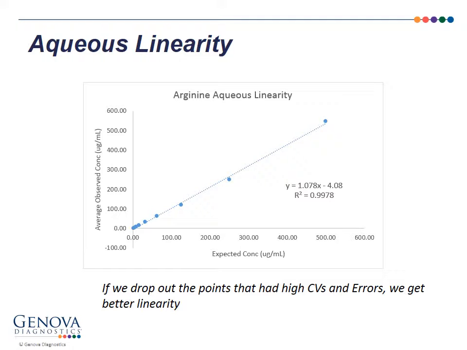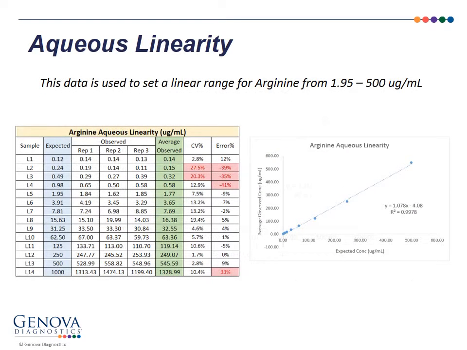R-squared got even better. When you're going to write up your validation summary and you're talking about your aqueous linearity, this is the data we're using to set our linear range for arginine from 0.95 to 500 micrograms per milliliter. This is the data that we want to see in the validation summary. We want to see the replicates, the CVs, the error, and the linearities.